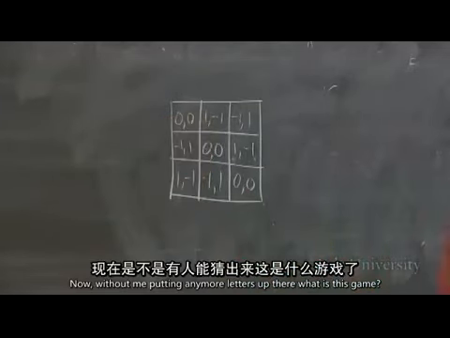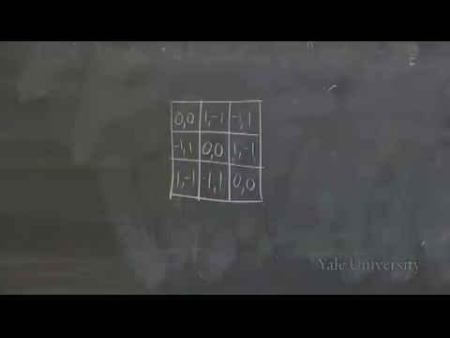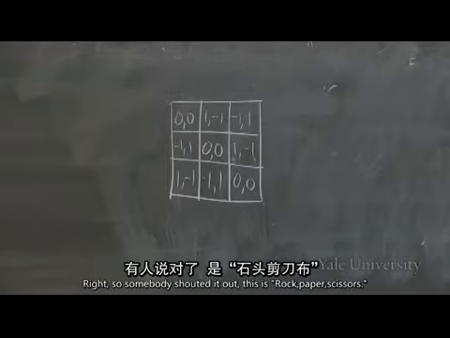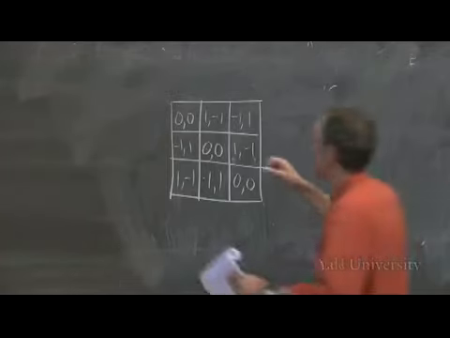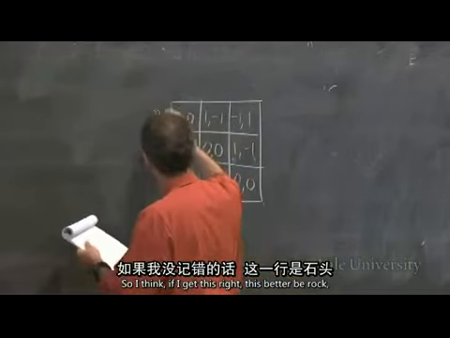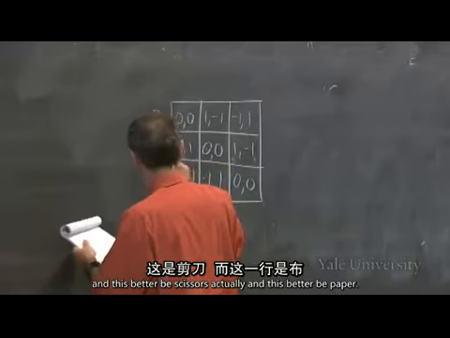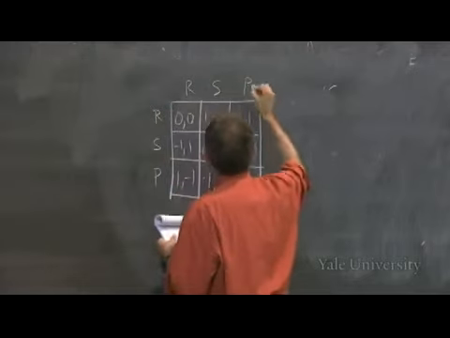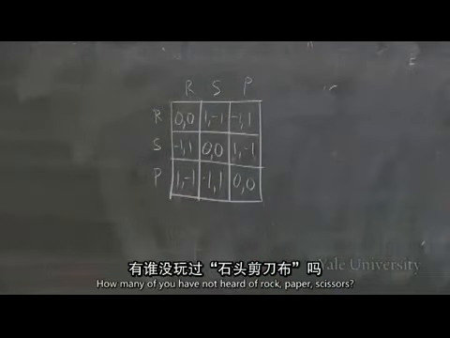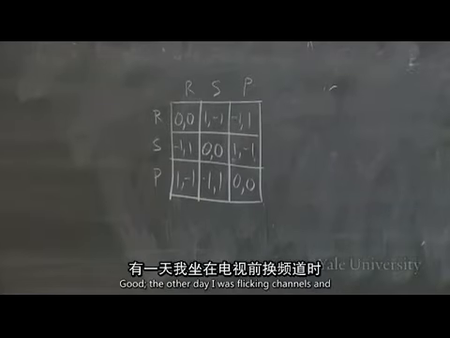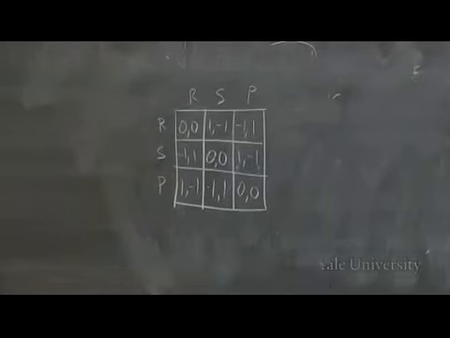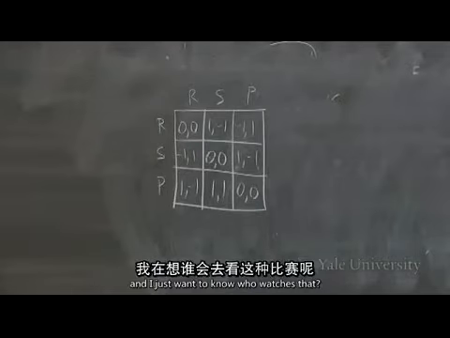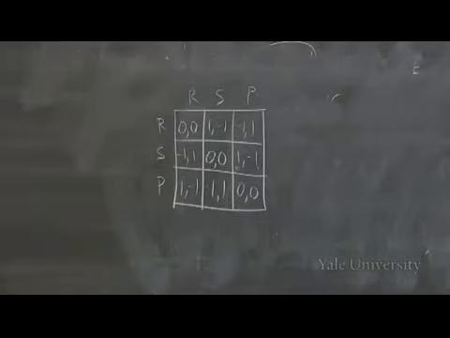Now, without me putting any more letters up there, what is this game? Right, so somebody shouted out, this is rock, paper, scissors, right? Rock, paper, scissors. So if I get this right, this better be rock, and this better be scissors, and this better be paper. All right, this is rock, paper, scissors. How many of you have not heard of rock, paper, scissors? Good. The other day I was flicking channels, and ESPN had a rock, paper, scissors contest. I just want to know who watches that. I mean, anyway. All right?